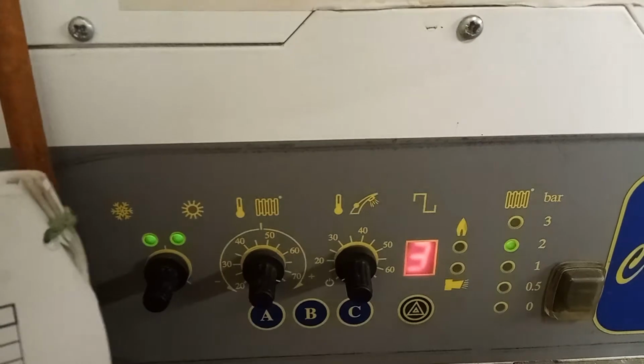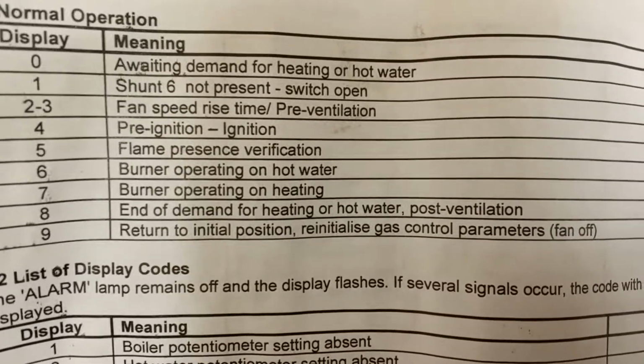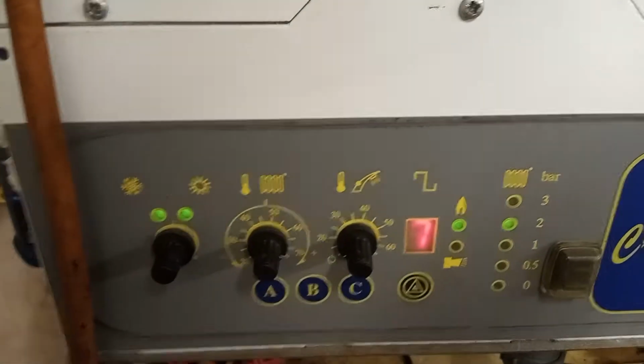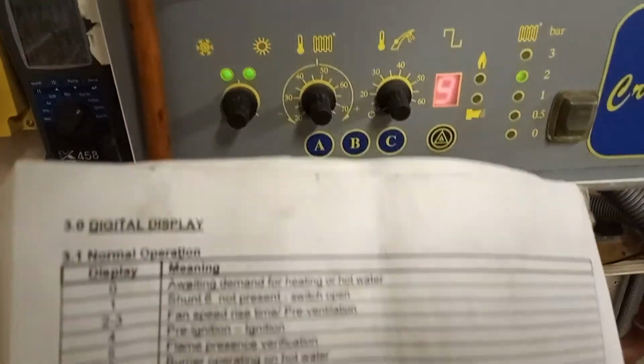So while showing you that my boiler was going through its sequence, it reached 8 and 9, so end of demand for heating or hot water, and now it's going through the sequence again of pre-ignition and it has lit up successfully this time. Actually it hasn't, it failed. So I saw a flame inside there. There was a flame. Let's observe the gas valve when it locks out again.